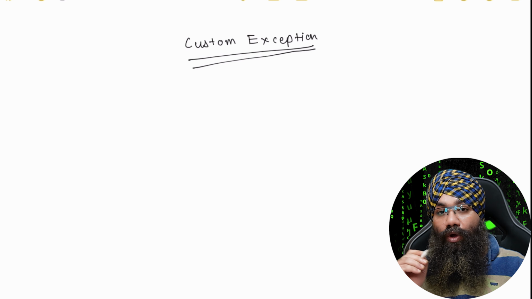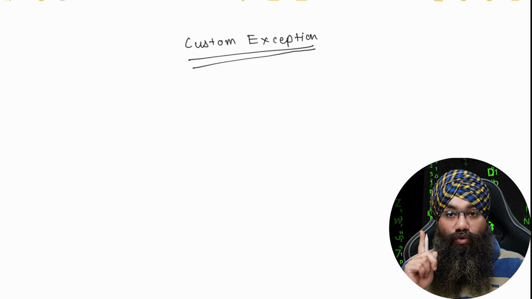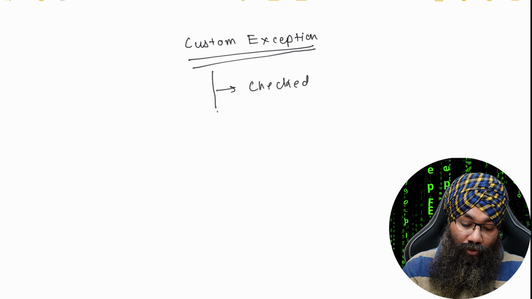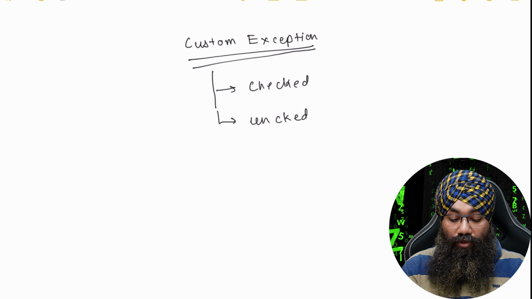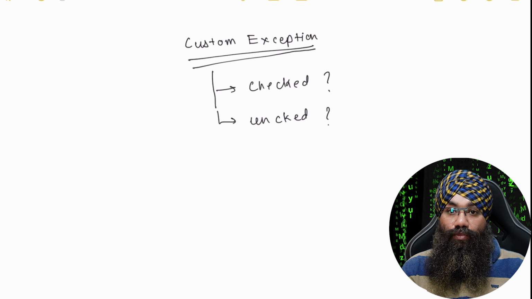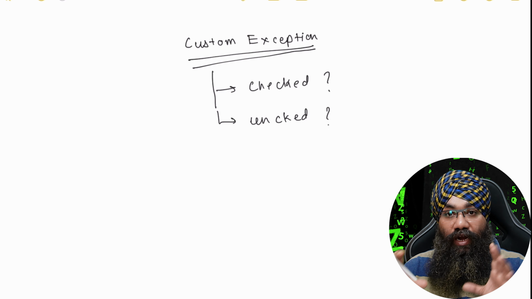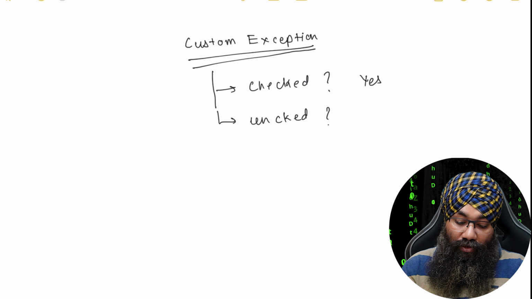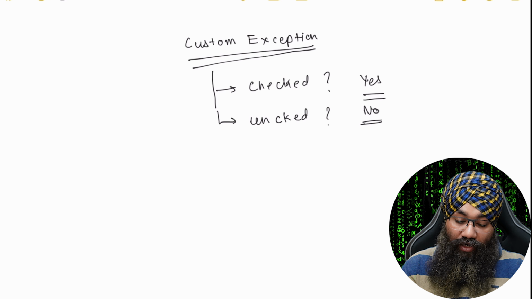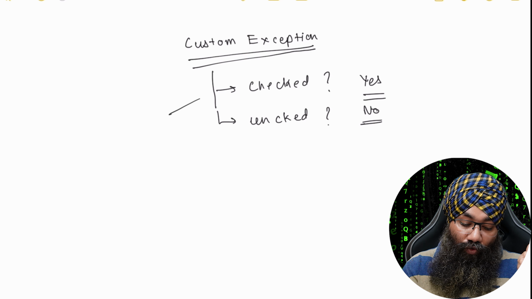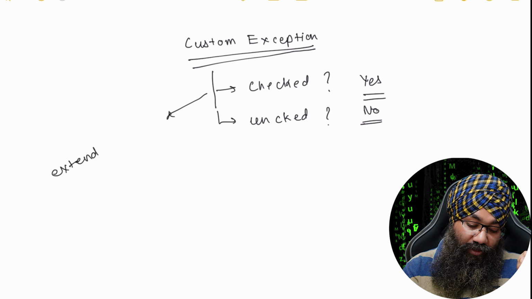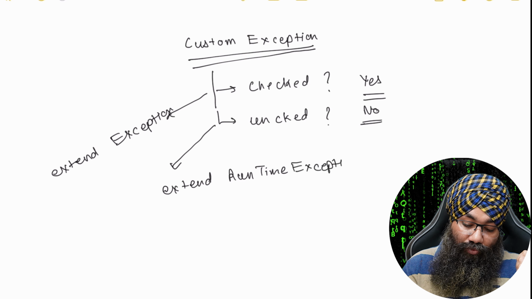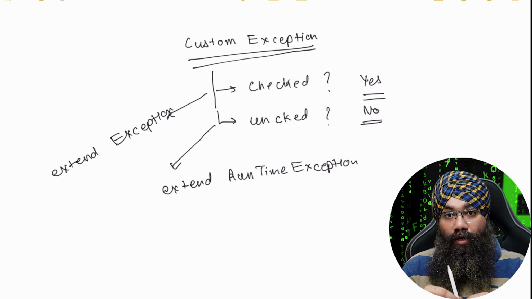Whenever you have to create your custom exception, the first question that you should ask is whether it should be a checked exception or unchecked exception. This is the very important question that you should ask. I want the compiler to force handling of this exception or not. If the answer is yes, then you go with checked exception. If the answer is no, you go with unchecked exception. And I've already explained, if you want to go with checked exception, extend the exception class. If you want to go with unchecked exception, extend the runtime exception class. So this is how you can create an exception.